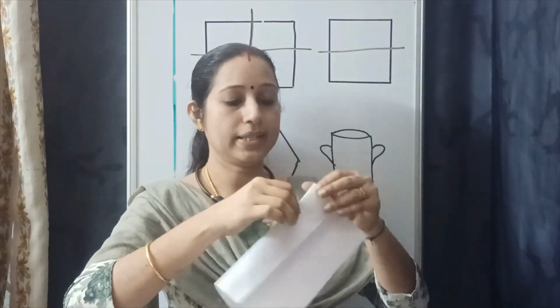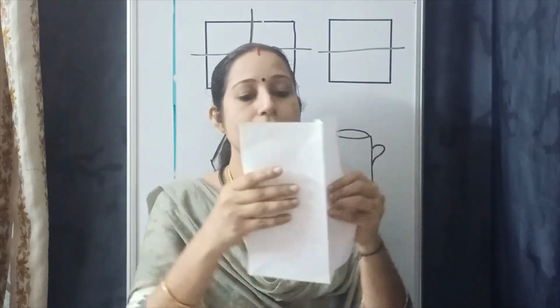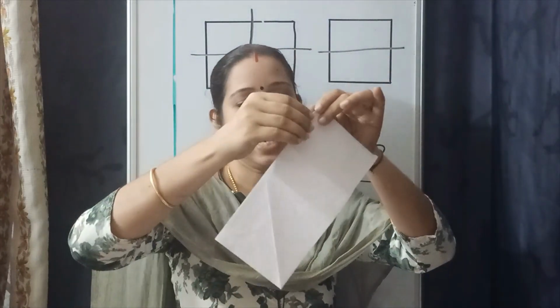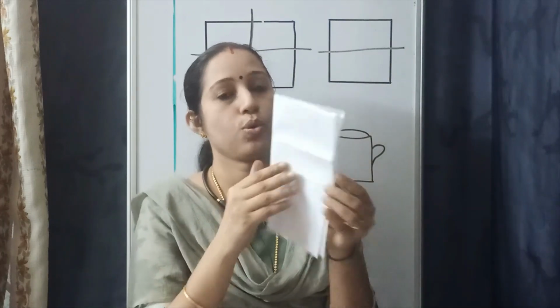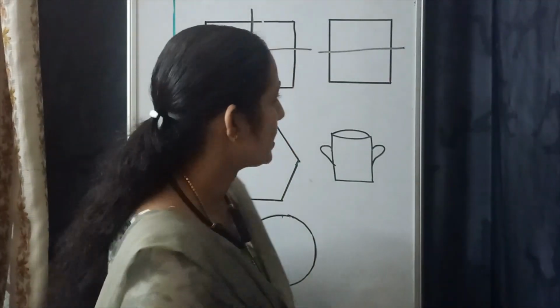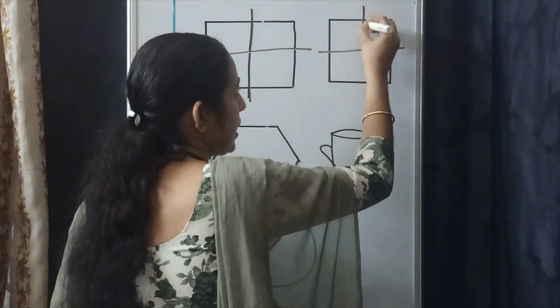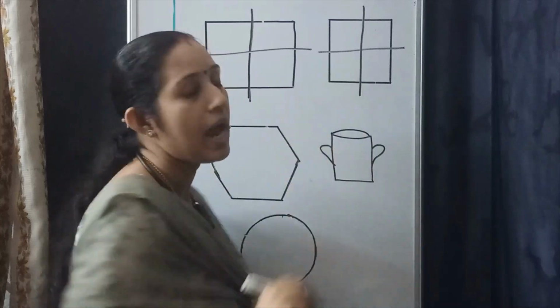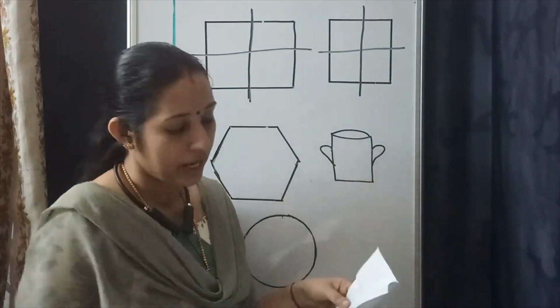Again I divide the square this way. I divide it both vertically and horizontally. So these two parts are exactly the same. These two parts are also exactly the same. So this way we can draw a line of symmetry here also.